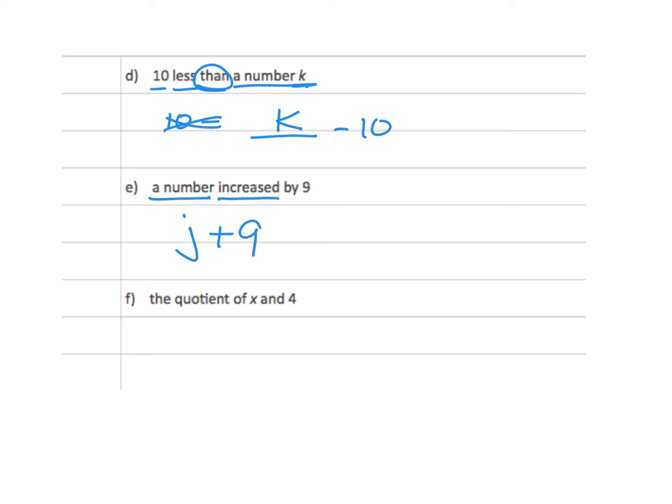Quotient is another one that you have to put in the order that we have. The quotient is division of x and 4. So x is going to come first, 4 is going to come second. Nothing in there that says to turn it around.